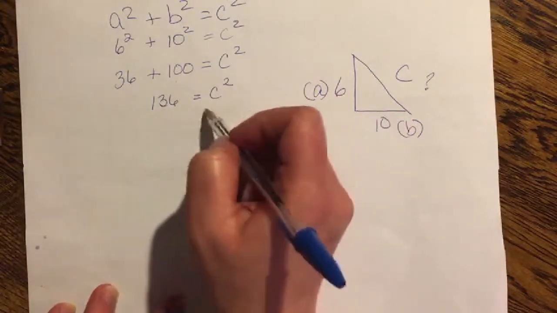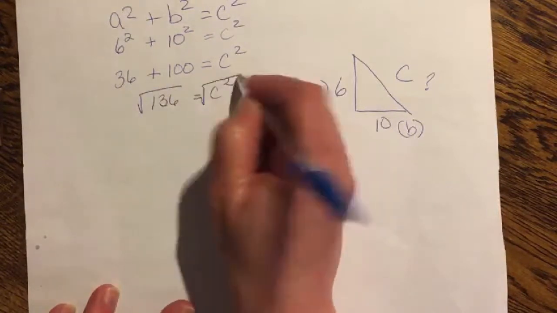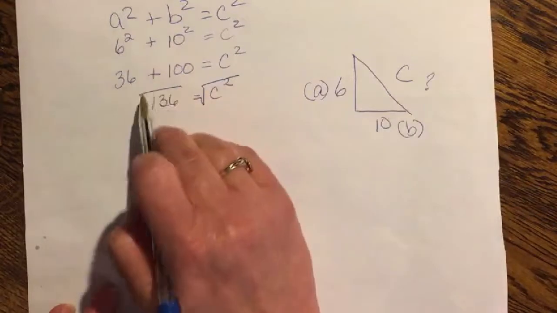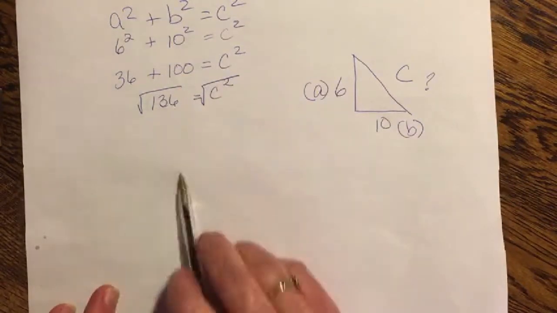Next, we have to square root. So you put a square root sign around both sides. What I do to one side, I do to the other side. So I have to take the square root of 136.